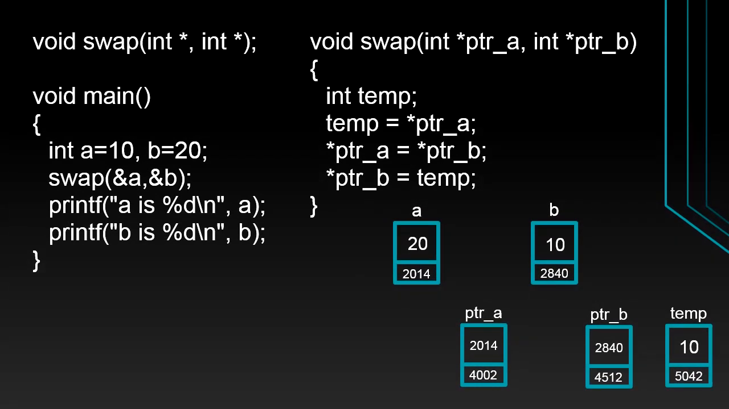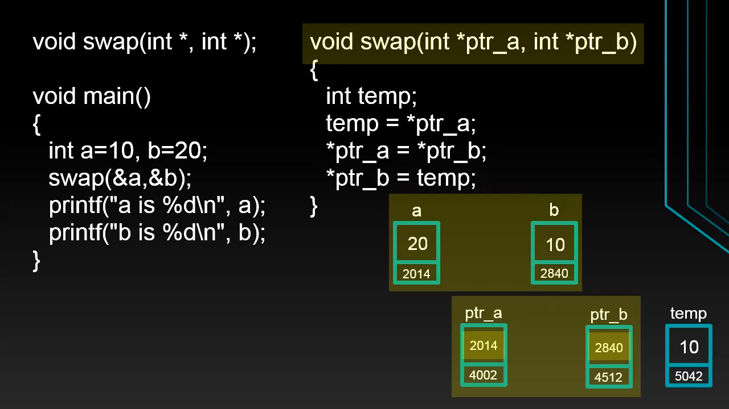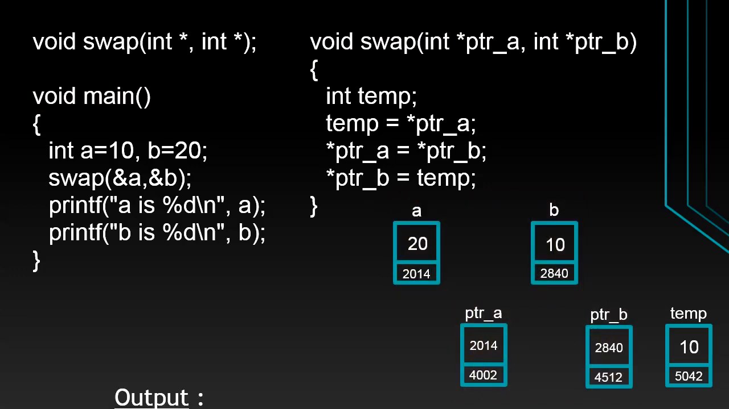Now, if you look at the scope of the variables, even though these variables are in the scope of the swap function, these are the addresses of the variables that are in the scope of the main function. When you do anything with address, the scope of a variable doesn't really matter because you're accessing the variables by its address. Now, when we run this code, the output is as expected.